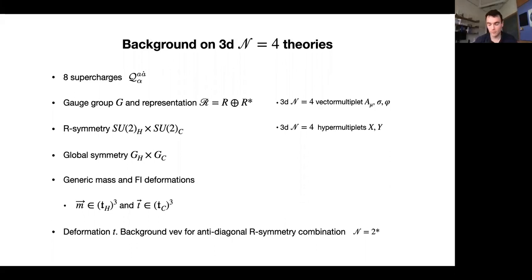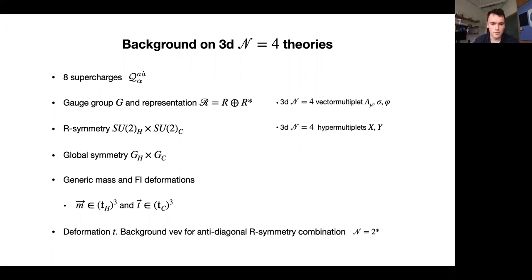Okay, so I'm going to be talking about 3D N=4 gauge theories that preserve 8 supercharges. And they're going to be uniquely specified by fixing a gauge group, G, and a representation for the matter. And the theories that we consider are going to be constructed in the UV out of familiar N=4 vector multiplets, the scalar components of which I've written there, and N=4 hypermultiplets whose scalar components we're going to write X and Y throughout. These theories have a non-abelian R symmetry, SU(2)_H times SU(2)_C, which acts on the hypermultiplet and vector multiplet scalars respectively. And they may also have global symmetry G_H acting on hypermultiplets, and G_C, which in the UV is an abelian symmetry rotating the dual photons, but generally will be enhanced to non-abelian symmetry on the Coulomb branch in the IR.